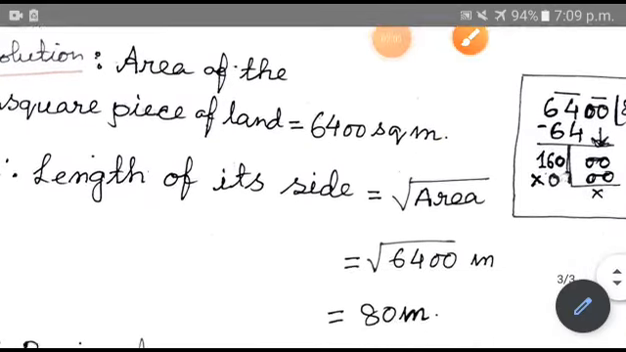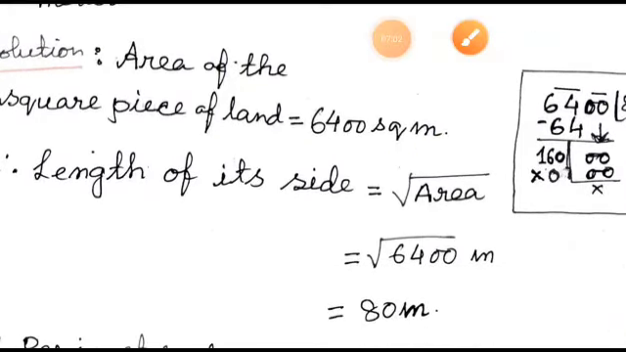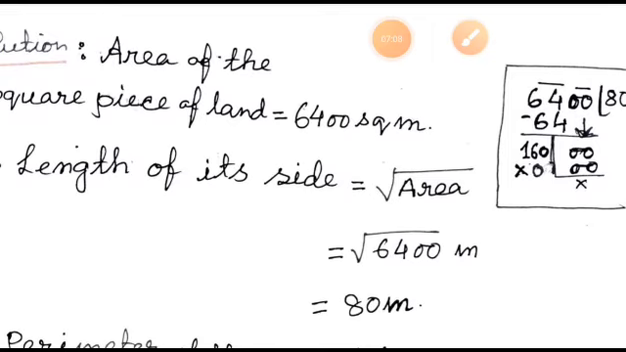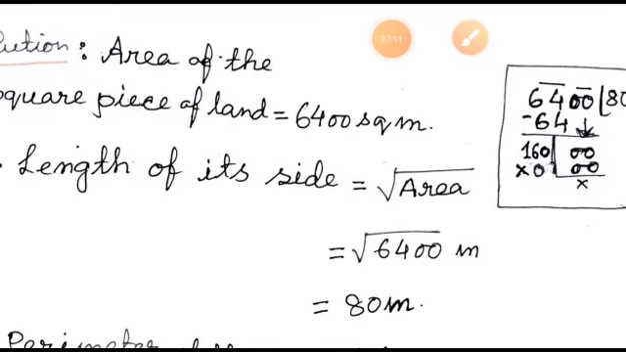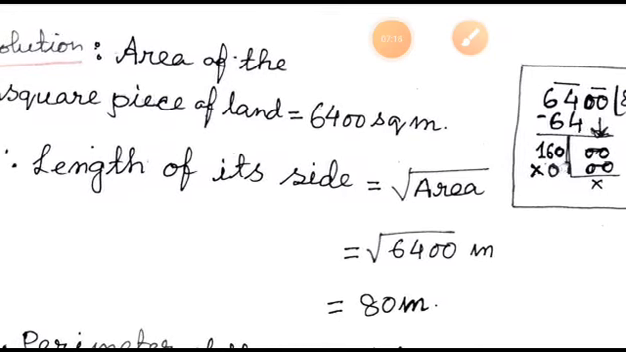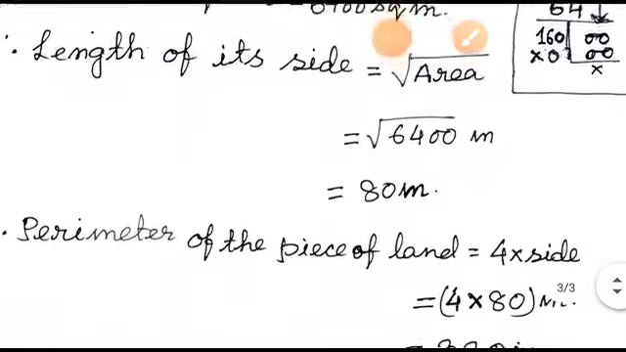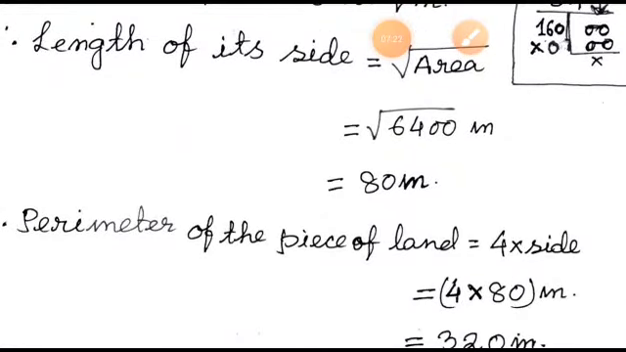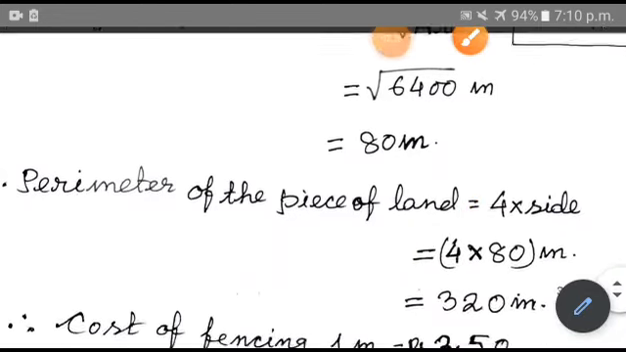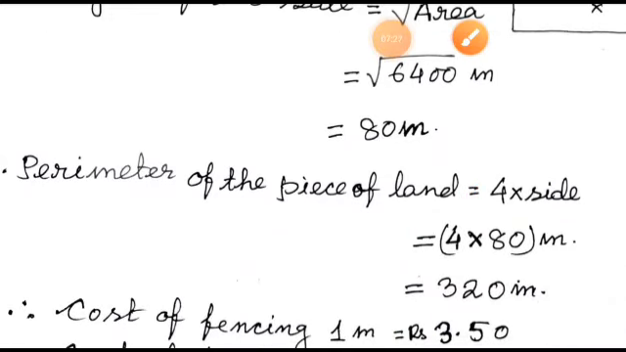So square root of area means square root of 6400. So here in the rough, the square root by division method has been shown, and you have got the length of the side as 80 meter. So now when the length of the side you have obtained, you can take out the perimeter. Perimeter equals 4 into side, that means 4 into 80, which is equal to 320 meter.